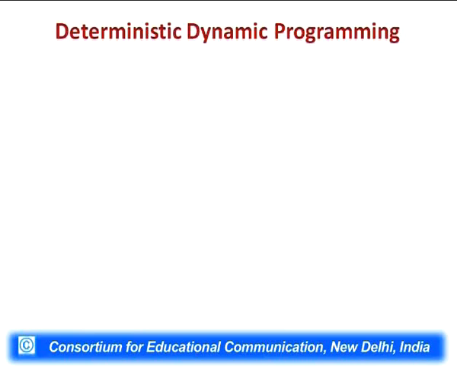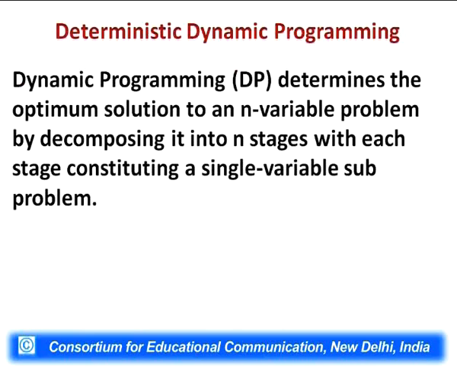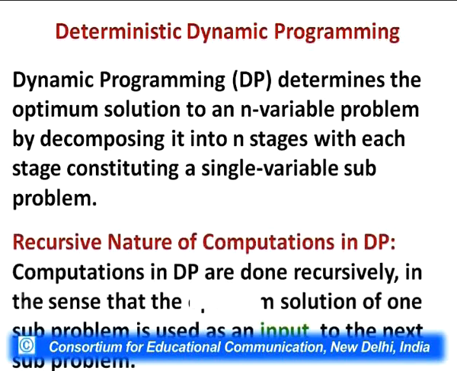Deterministic dynamic programming. Dynamic programming, simply DP, determines the optimum solution to an n variable problem by decomposing it into n stages, with each stage constituting a single variable sub-problem. The problem is divided into n segments, n stages.